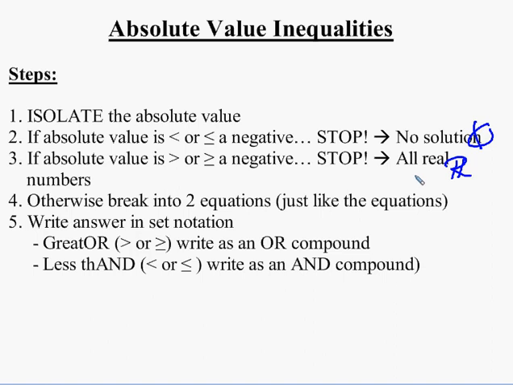Now, when you have your answer, you have to write it in set notation. But to figure out when you use and or or, it depends on the inequality. Once it's isolated, if you have a greater than inequality, you're going to write it as an or compound. When the absolute value is isolated and you have a less than, you're going to write it as an and compound. So luckily enough, the word for the inequality sort of represents what compound to write it in.